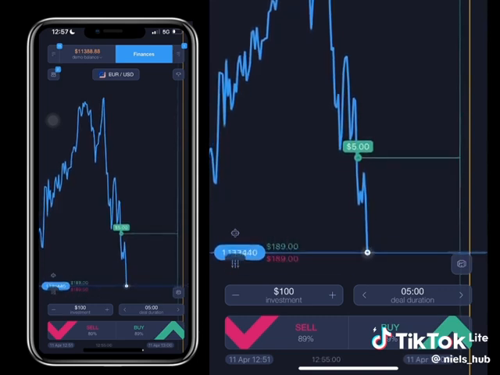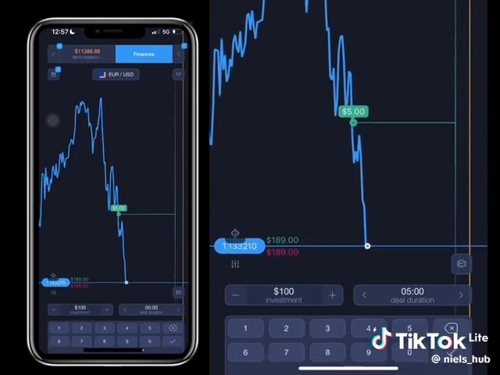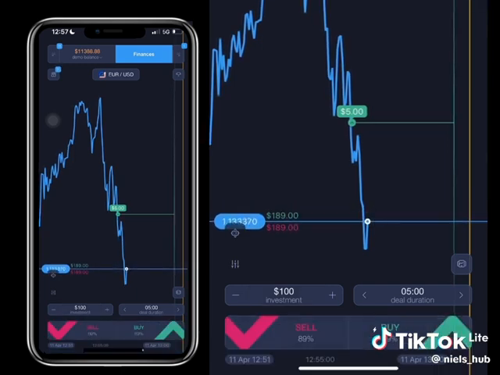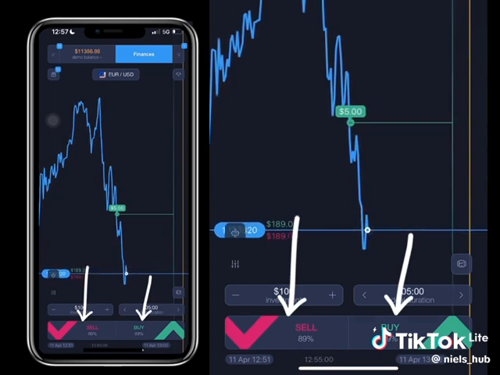All right. Now, this is where you put the amount you want to go into trade with. Once that is done, you tap on this mark here and it will save it. Below the screen, I believe you can see sell and buy. Let me quickly explain what that means.